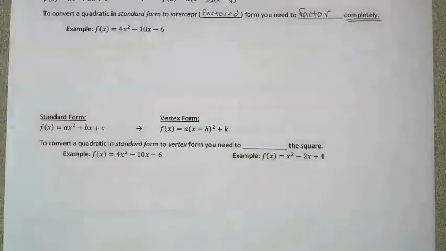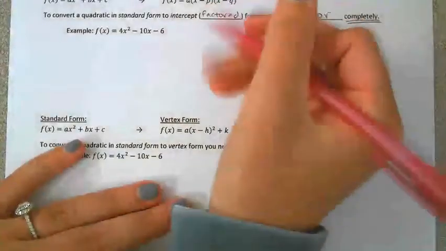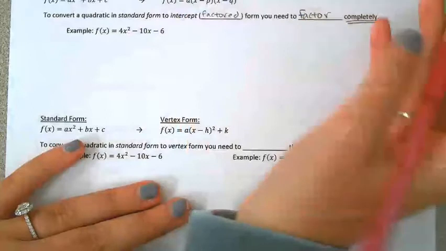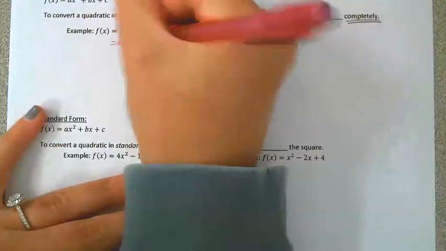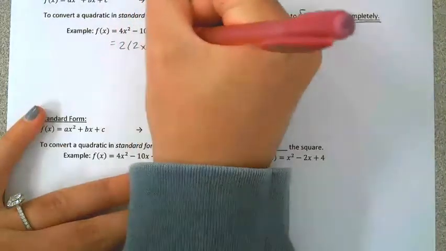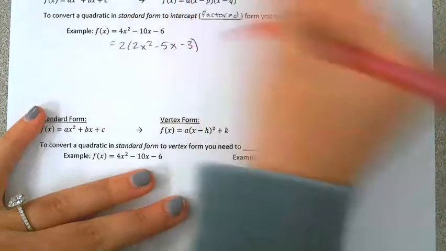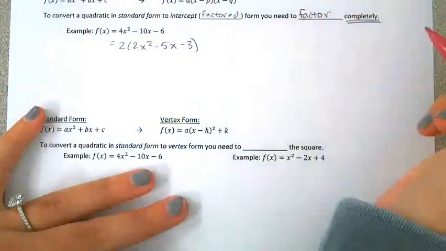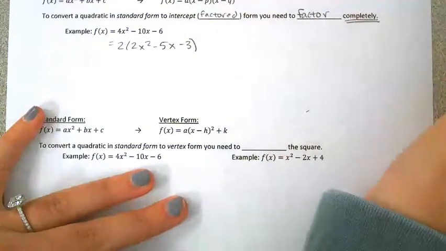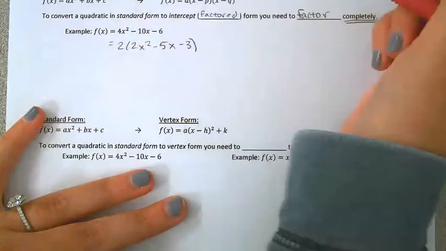But let's factor this. We start with a GCF, a greatest common factor. So let's take a look. What do all of these things have in common, and what's the greatest thing about it? That is 2. So I can take a 2 out, and I'm left with 2x squared minus 5x minus 3. Now I need to see if this can be factored further, so I can turn it into factored form. I'm going to use the AC method, because I have an A value that's not equal to 1.